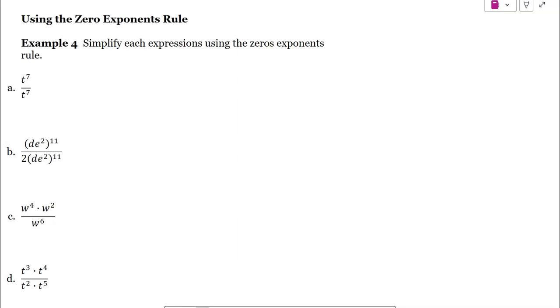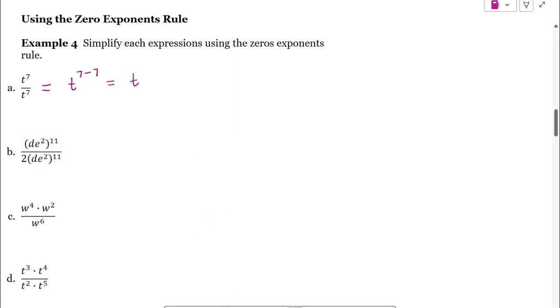We know from the quotient rule that when we have an expression that has the same base in both the numerator and the denominator, we can subtract those exponents. So looking at example A, we can rewrite this as t to the 7 minus 7. I've got the same exact exponent in both the numerator and the denominator.